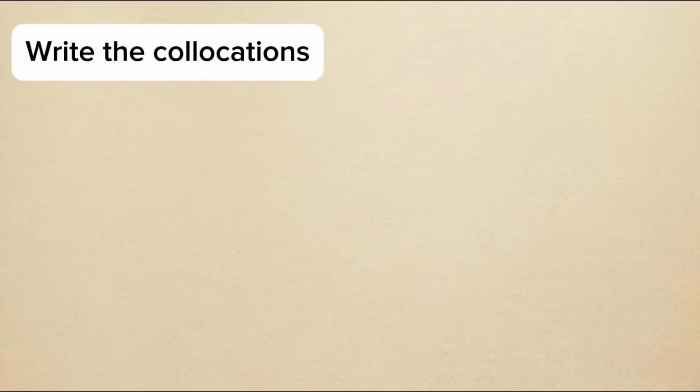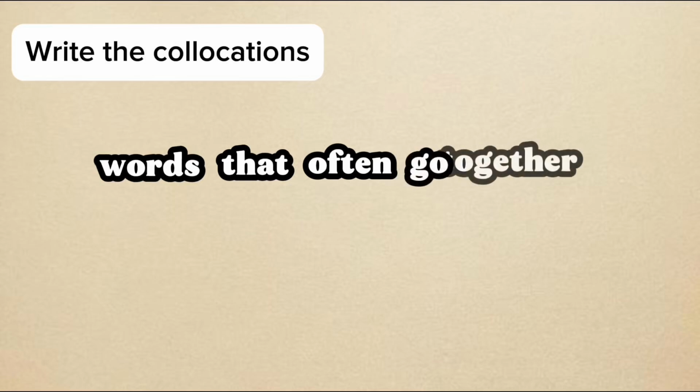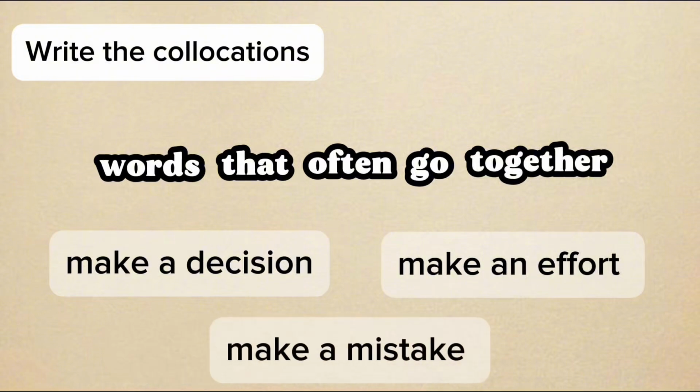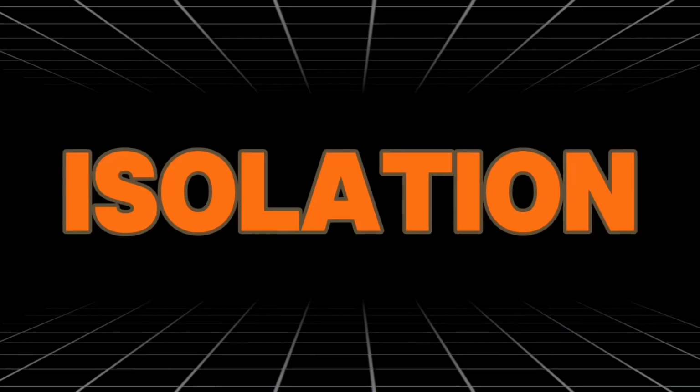Write the collocations. Lastly, focus on collocations. Words often go together. For example, with make, you can learn phrases like make a decision, make an effort, or make a mistake. This helps you remember words more effectively because you're learning them in chunks rather than in isolation.